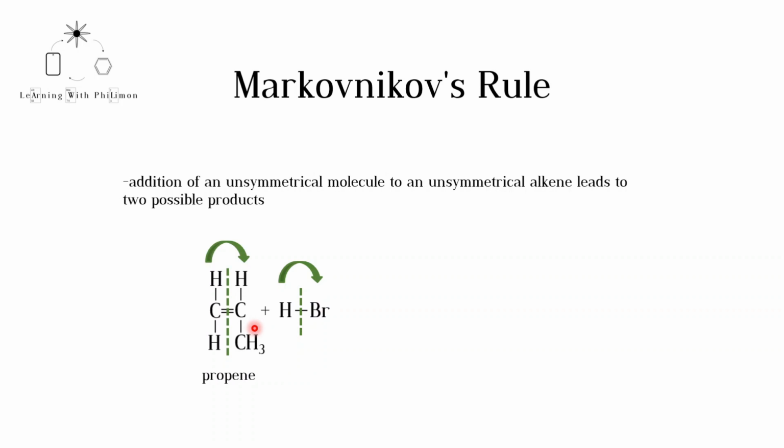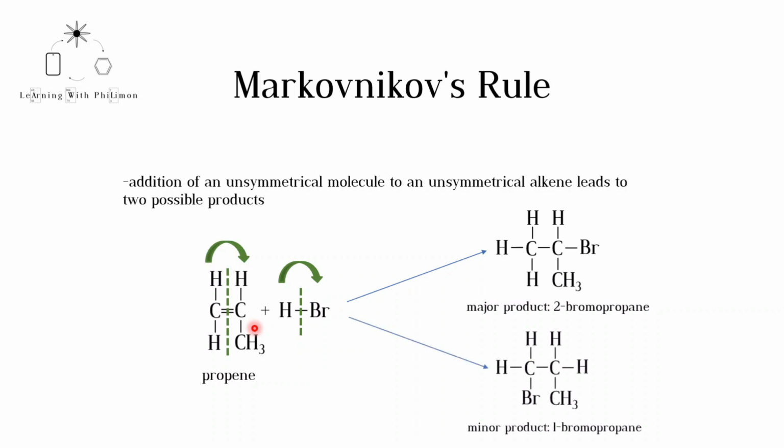When propene is reacted with hydrogen bromide, there are two possible products. The major product, more of which is produced in the reaction, is 2-bromopropane. The minor product, less of which is produced in the reaction, is 1-bromopropane. For more on how these products are named, please watch the IUPAC naming video. Note that the difference between the two products is which carbon involved in the double bond bonds with a hydrogen atom and which bonds with a bromine atom. In the next slide, we will see the justification for this based on the reaction mechanism.